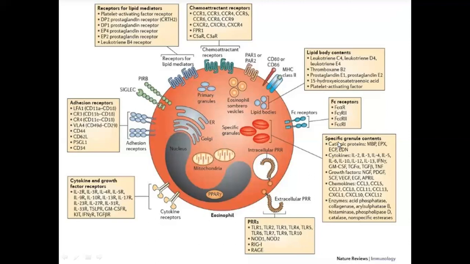Similarly, there are specific granule contents, and what would you find inside these granules? All these different cytokines and different cationic proteins, like we have discussed: MBP, EPX, ECP, and EDN. Different cytokines and growth factors are also given here. Different chemokines like CCL3, CCL5, etc. And enzymes like acid phosphatases, collagenases, histaminase, phospholipase, catalase, all these different enzymes and things that we discussed in the last slides. These granules are filled with all these different things. These enzymes, chemokines, growth factors, cytokines, and different cationic proteins are there for different purposes. The granules of the eosinophils are filled with that.